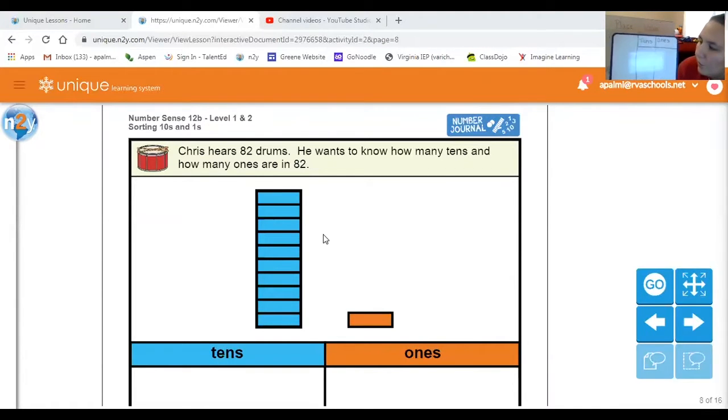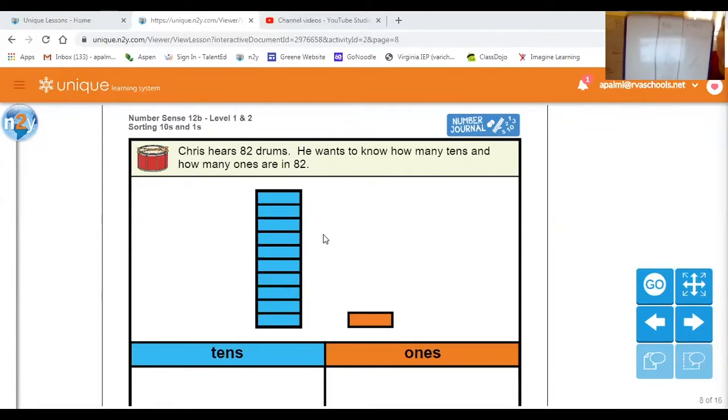Now remember, we can only put one digit in each place value. So if my number is 82, I'm going to start at the end and put my first number in. So my first number in the number 82 is an 8. So I have an 8 in the tens place, and I'm going to put the 2 in the ones place.